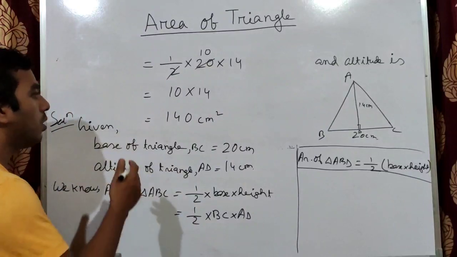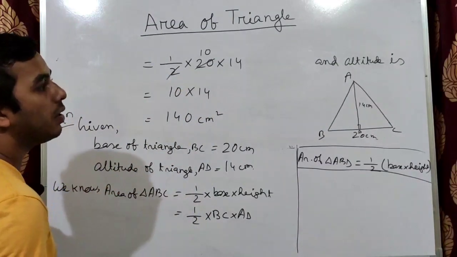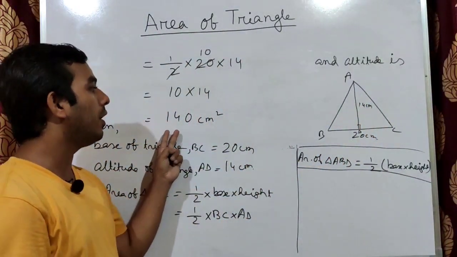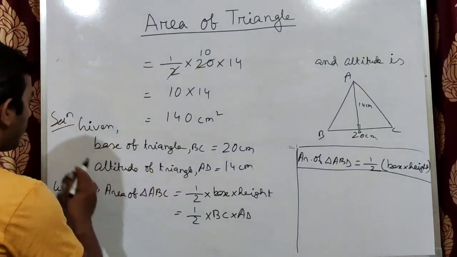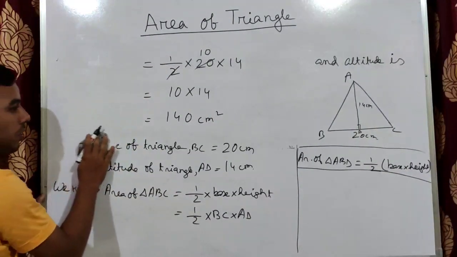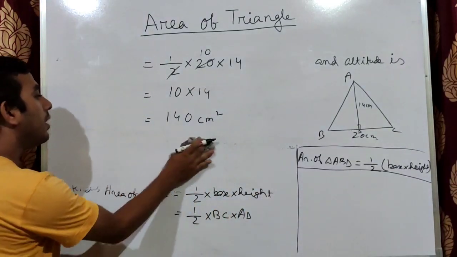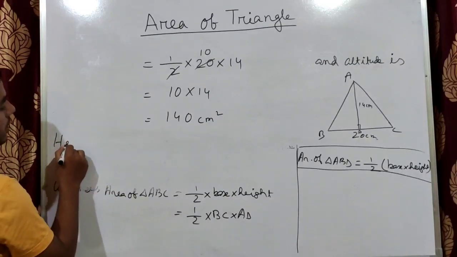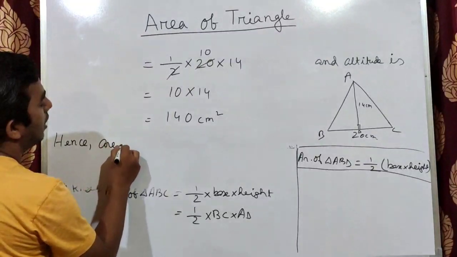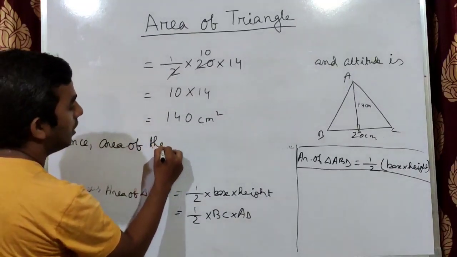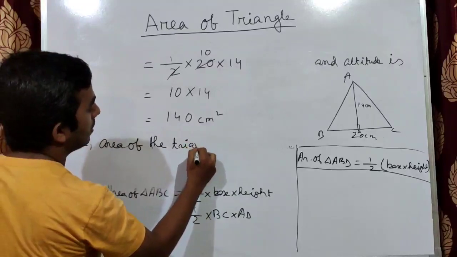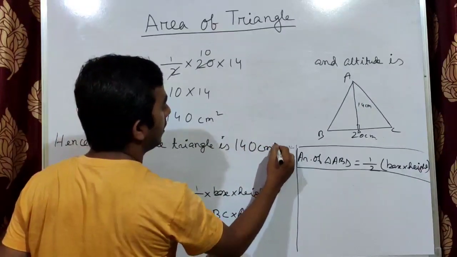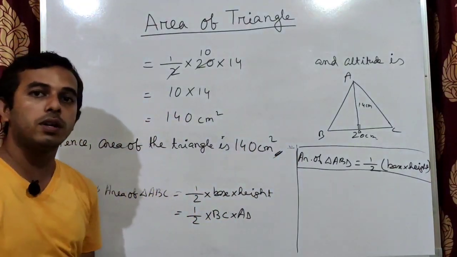Clear? Okay. So the area of the required triangle whose base was 20 centimeter and altitude is 14 centimeter, its area is 140 centimeter square. So we'll write our conclusion, right? Hence area of the triangle is 140 centimeter square. I hope all of you are clear.